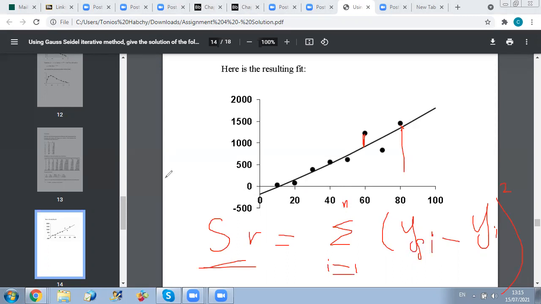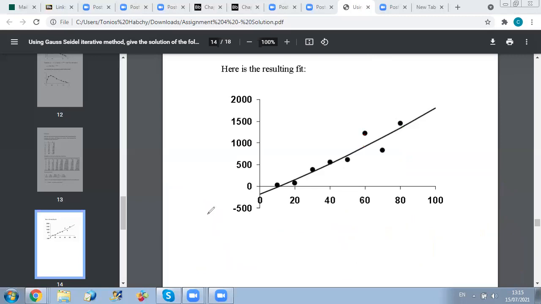And this is the minimum possible error. This equation ensures that this is the minimum possible error using least square regression. If I select any other quadratic function, I will get a higher error. Okay? Any question on this problem?